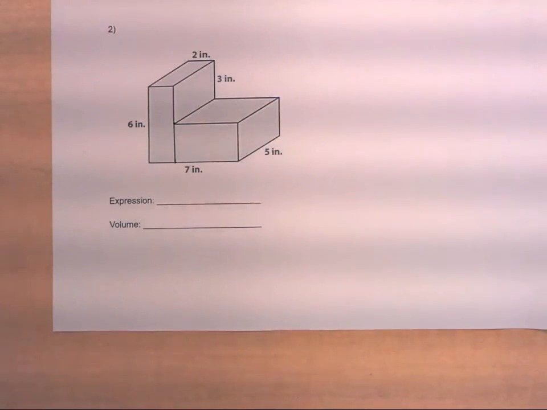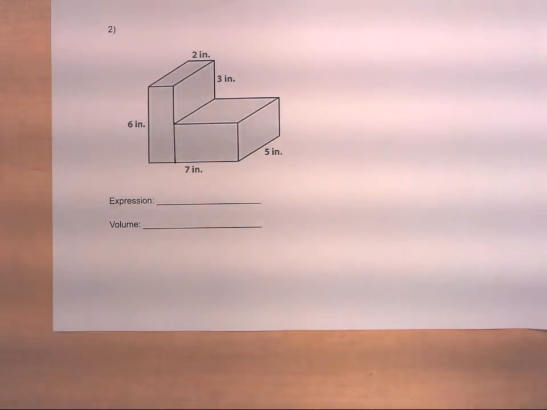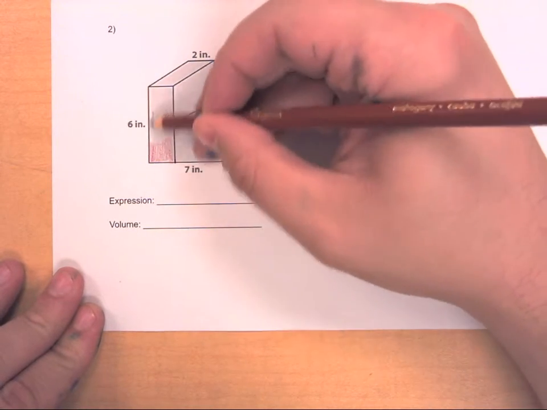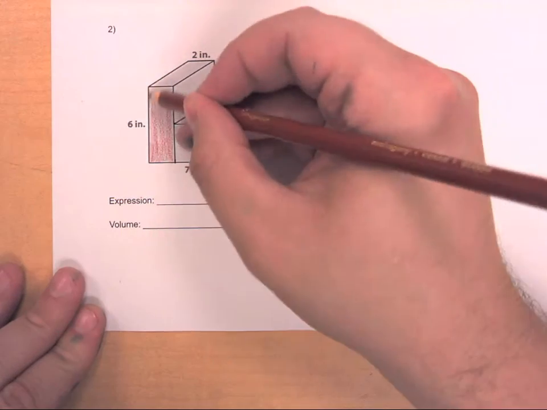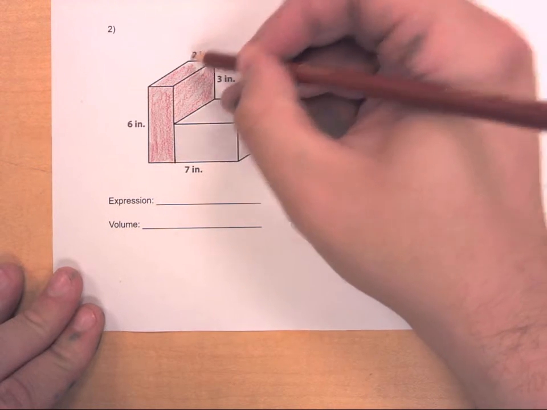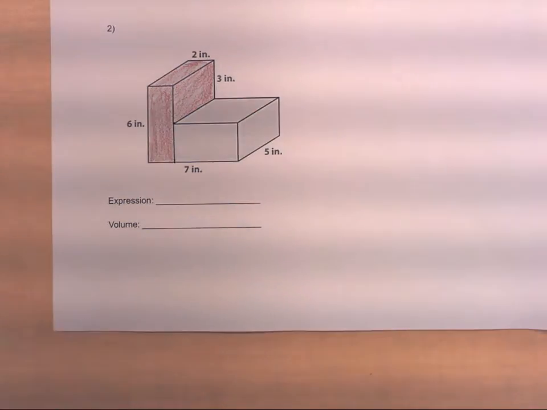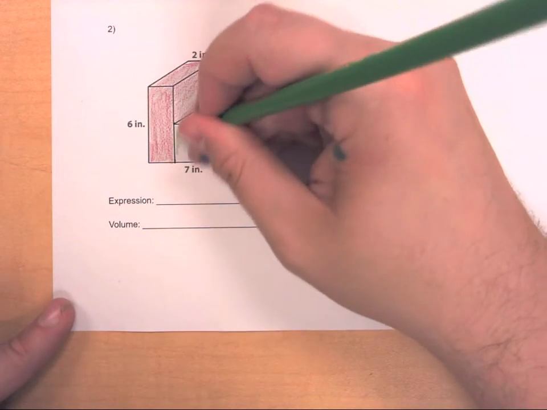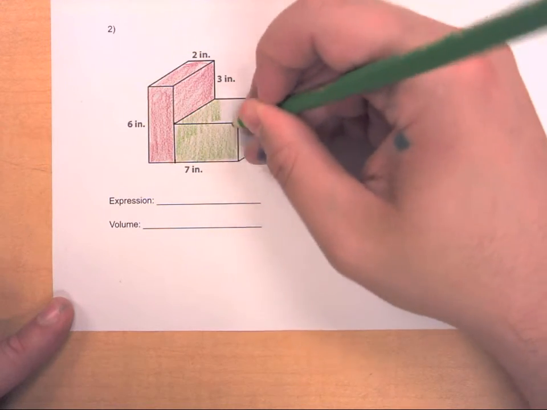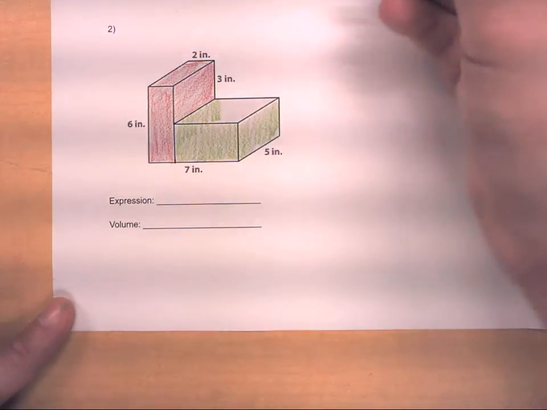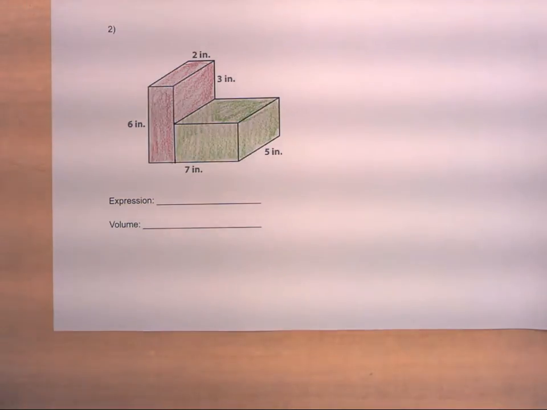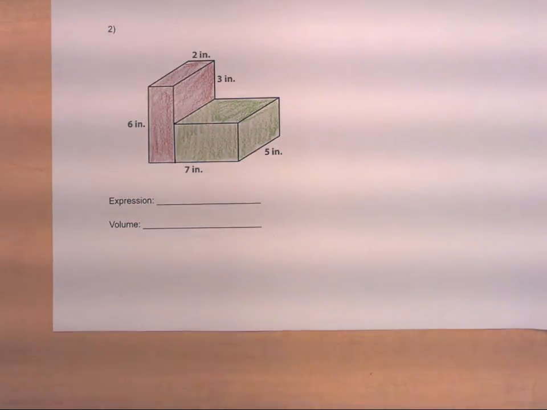And to help me see where the boundaries of the prisms lie more clearly, I like to color in each prism. So there's one of the prisms. And here's another.